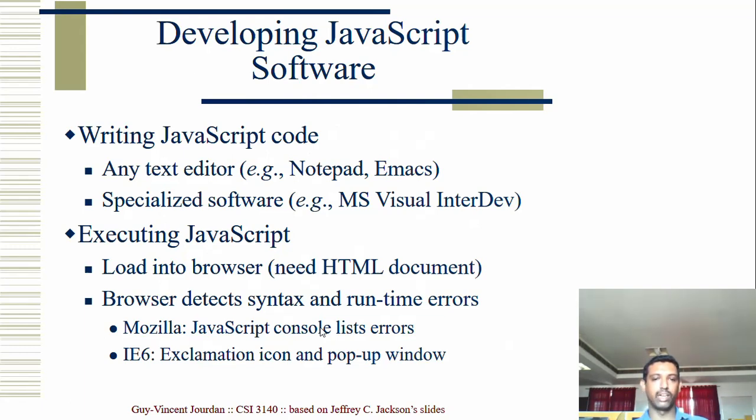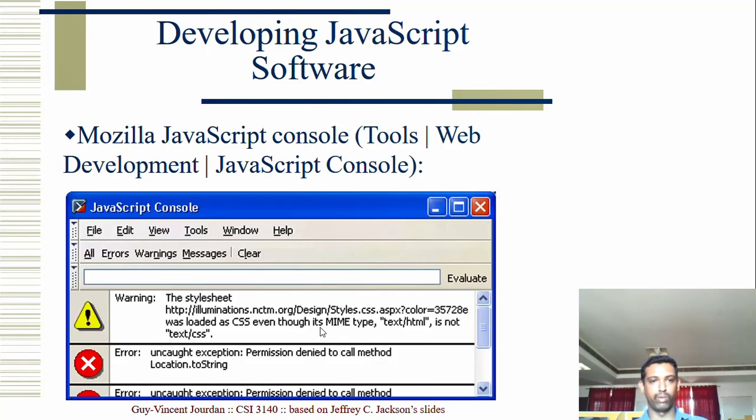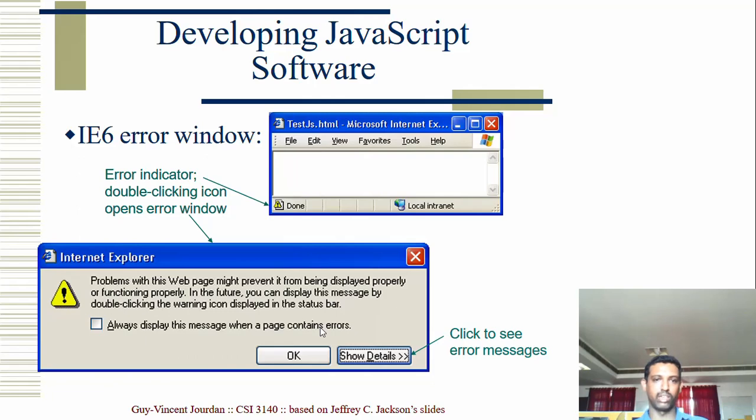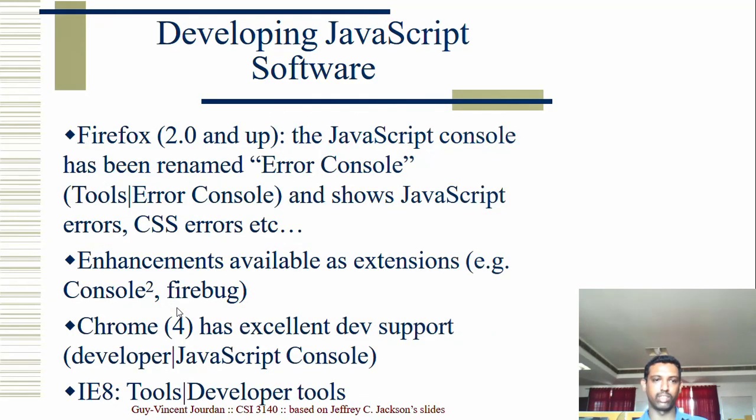Then the browser automatically detects and reports the runtime error. In the Mozilla Firefox JavaScript console it is shown as an error. In IE6 it appears as an exclamation icon and a pop-up window. So this is how an error appears while we execute our JavaScript code in Mozilla Firefox and Internet Explorer. The IE6 error is shown at the bottom of the screen. So this is the way of displaying an error in JavaScript.